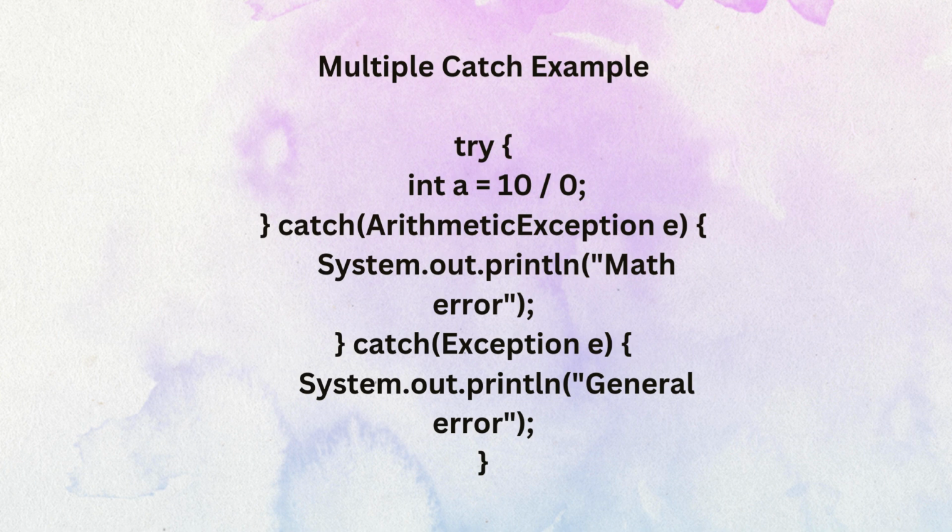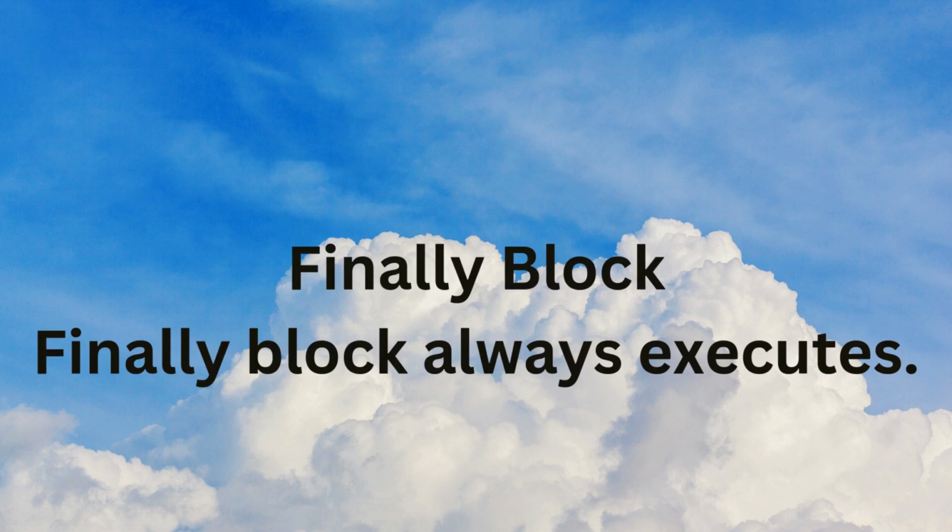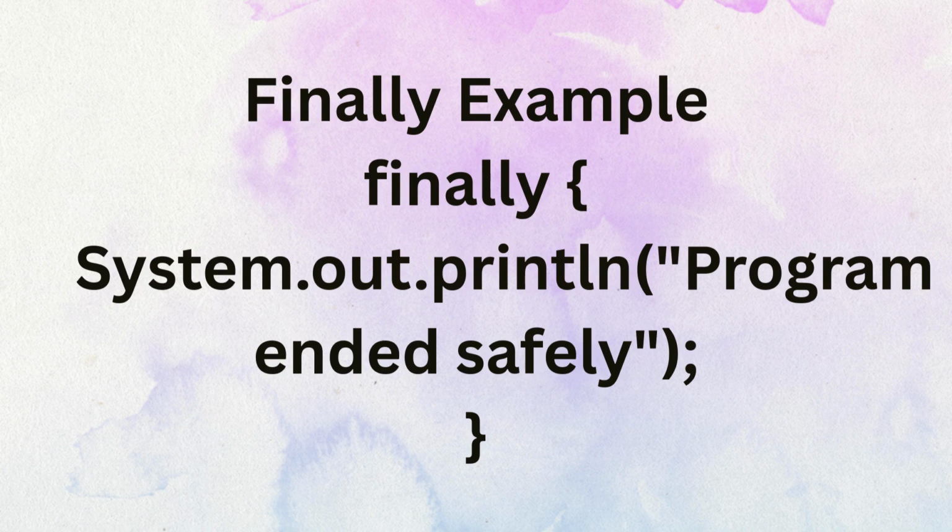Next comes the finally block. The finally block always executes, whether an exception occurs or not. It is mainly used for cleanup tasks like closing files or releasing resources. Even if an exception occurs, the code inside the finally block will always run, ensuring that the program ends safely.